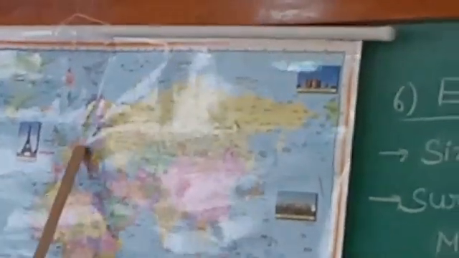Here, you see here, children. This is the map of the Europe continent. It is surrounded by the Atlantic Ocean. This is the Atlantic Ocean. On which side? On the west side. It is surrounded by the Atlantic Ocean on the west side, the Mediterranean Sea on the south side and the Arctic Sea on the north side. So like this, it is surrounded by three water bodies on the south, north and west sides.